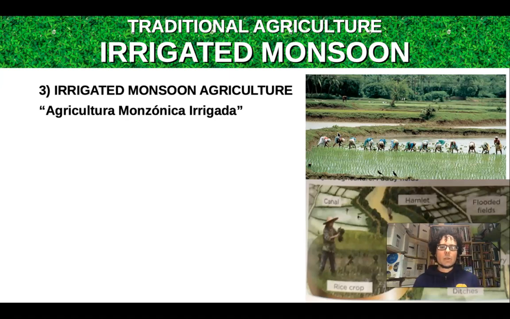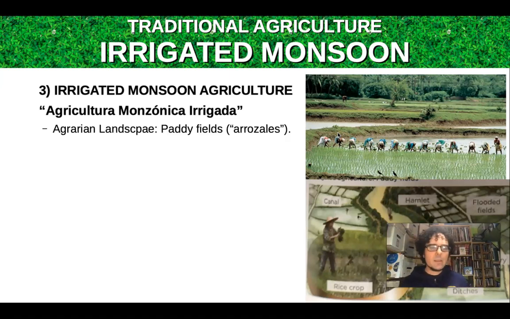Okay, in the monsoon areas where during the rain season it rains continuously, almost every day, continuously during 3 to 4 months, they have an agriculture that requires the fields to be flooded completely. The agrarian landscape is that of the paddy fields. In Spanish we call these arrozales, the paddy fields, the fields where rice is cultivated, and they are completely flooded.